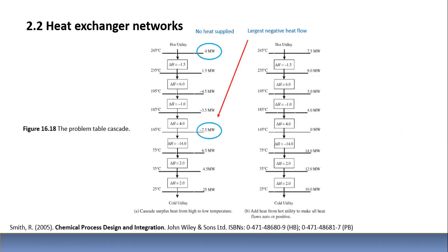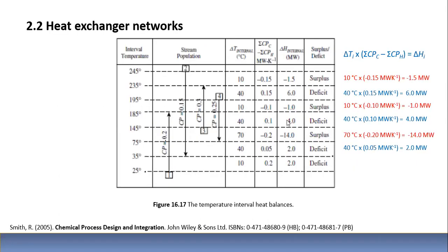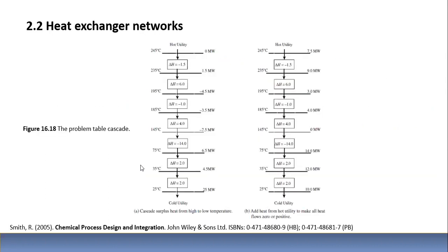So then we moved on to the table algorithm, the problem table cascade, which is very interesting because, at the end of the day, if you recognize these different delta H's, they all come from the table. If you did a good job on the energy balance within every interval, then you can use the delta H's of every interval exactly and place them on top of each other on this table algorithm, on the cascade table.